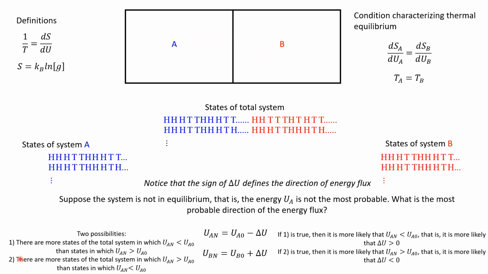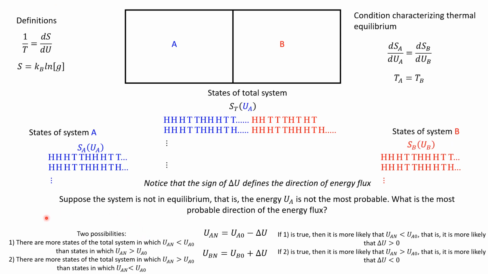On the other hand, if it turns out that the second possibility is true, in other words, if there are more states of the total system in which the new energy is higher than the initial energy, then it is more likely that the new energy will be higher than the initial energy. In other words, it is more likely that delta U is negative. In other words, it is more likely that energy will flow from system B to system A.